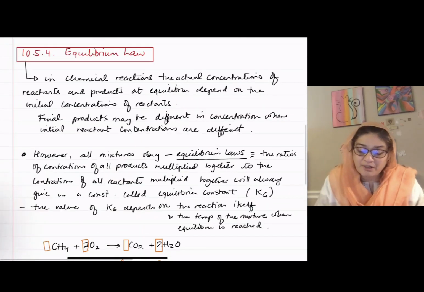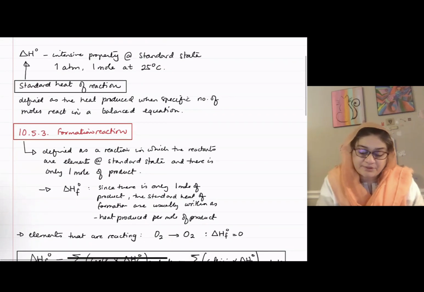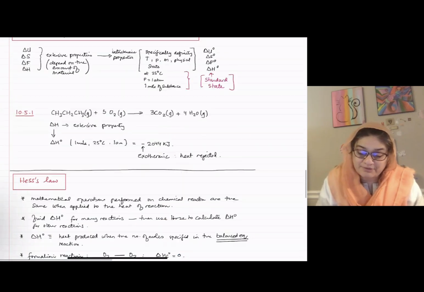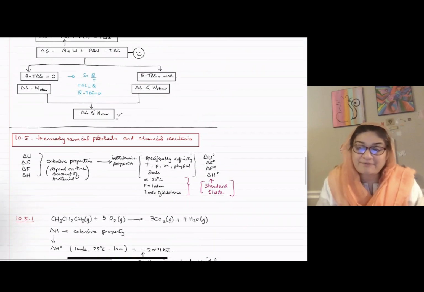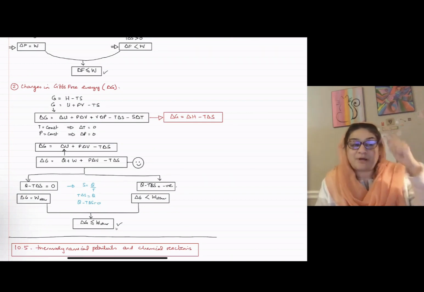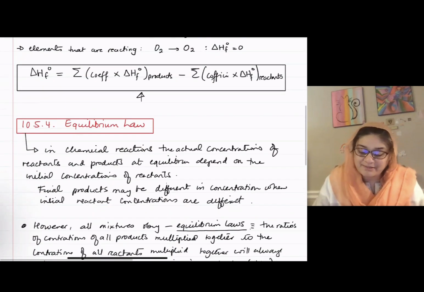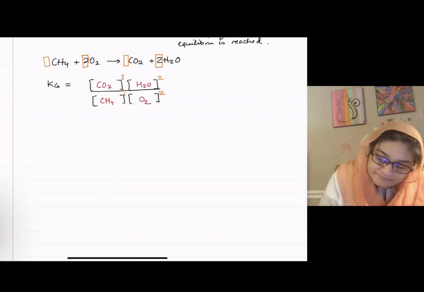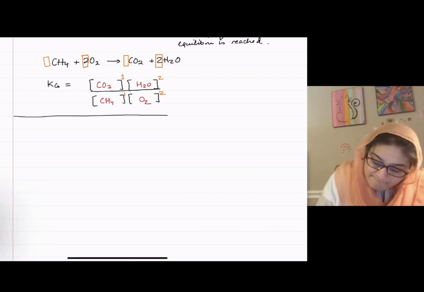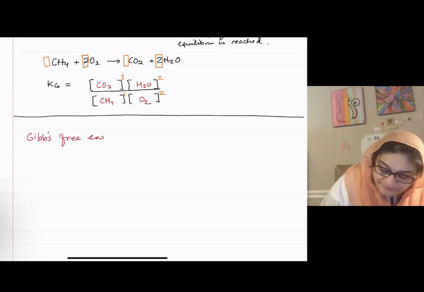So now that we've talked about delta HF, what's left? From day 2, I did two things, right? Delta HF, and then what was the other thing? Delta G. So I should figure out what delta G is used for. So let's do that now. Gibbs free energy, delta G.